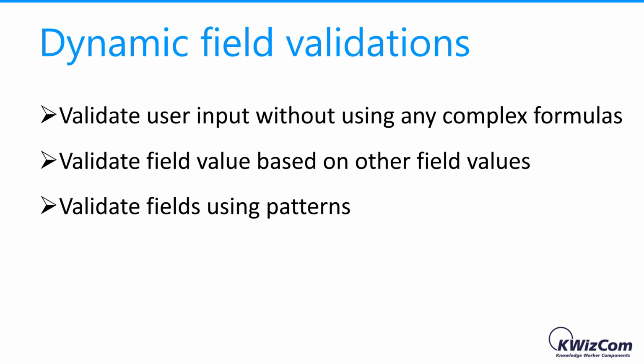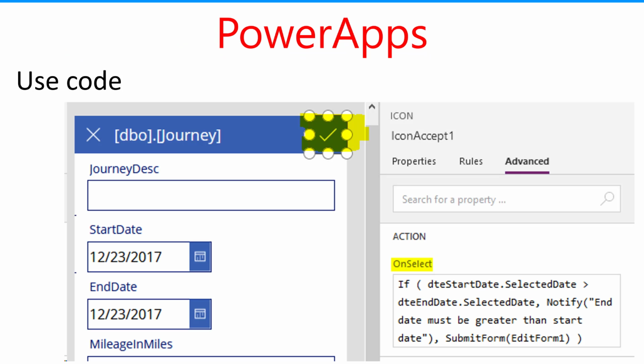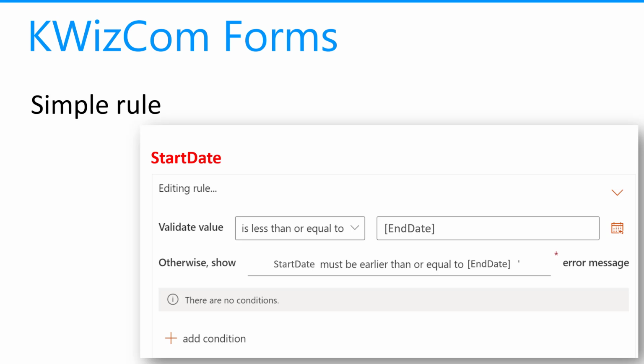So I'll just show you some quick examples. If I want to validate that the end date is later than start date in a form, which is a very basic validation rule, doing it with PowerApps will require you to do some coding on the onSelect event, which is, again, way beyond business users' skills. While in KWizCom Forms, like you saw in the previous features, it's all about creating a validation rule with or without conditions. So let's see how this works.